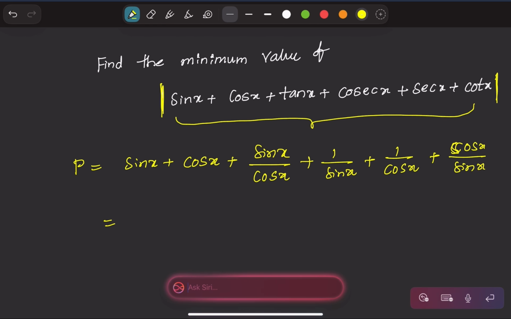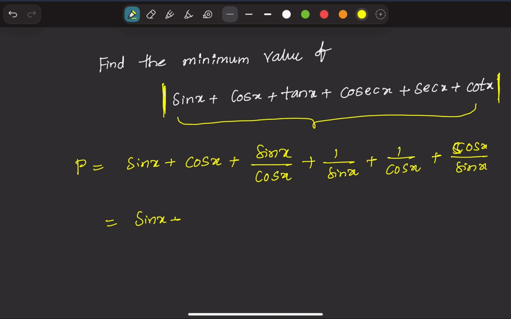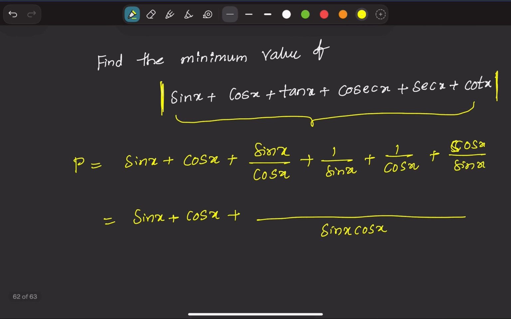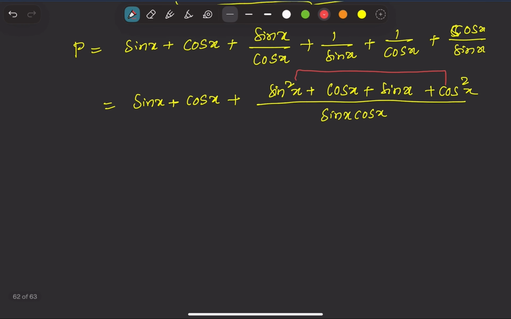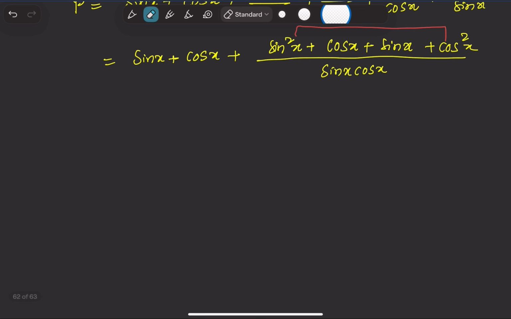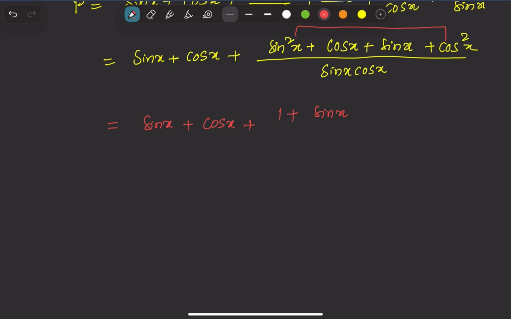Now let's do something. Let us say this is sin x plus cos x plus, let's take the LCM here. So it is sin x multiplied by cos x. So this will be simply sin square x plus cos square x plus sin x plus cos x. Now sin square x plus cos square x is simply 1. Alright. So this is sin x plus cos x plus 1 plus sin x plus cos x divided by sin x cos x.